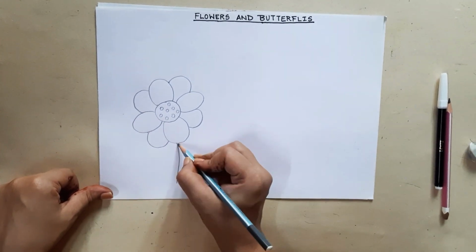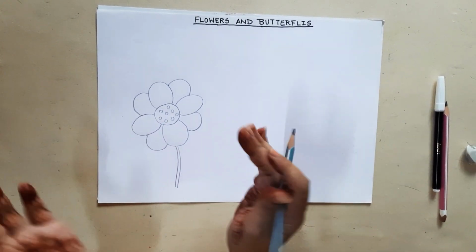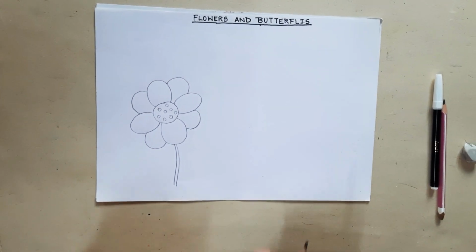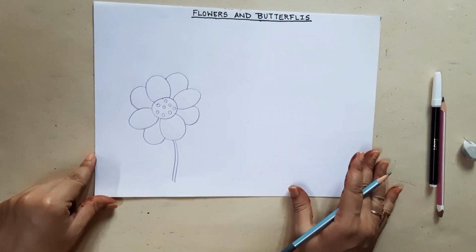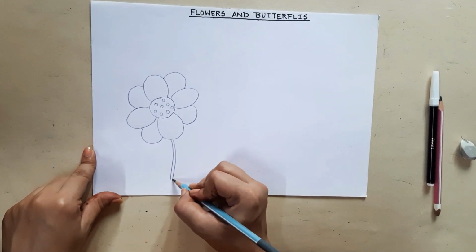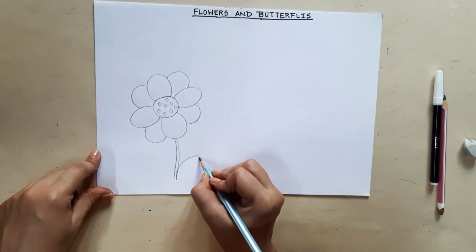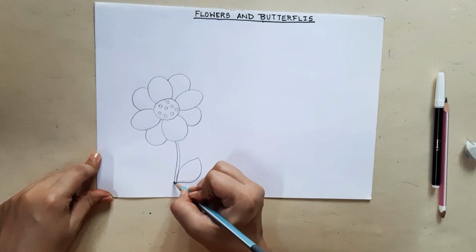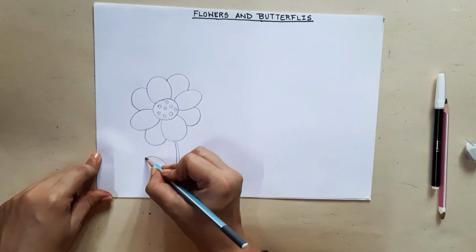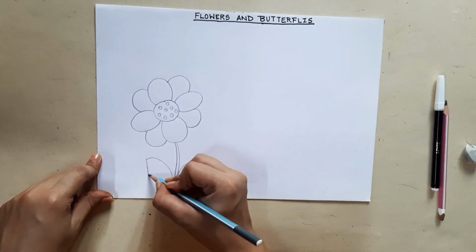Now, let's make the stem. See, my flower is tilting a little. I've not made a straight, erect, standing flower. It's swaying in the wind. Now, the leaf you all know how to draw. That is the stem and the leaf.